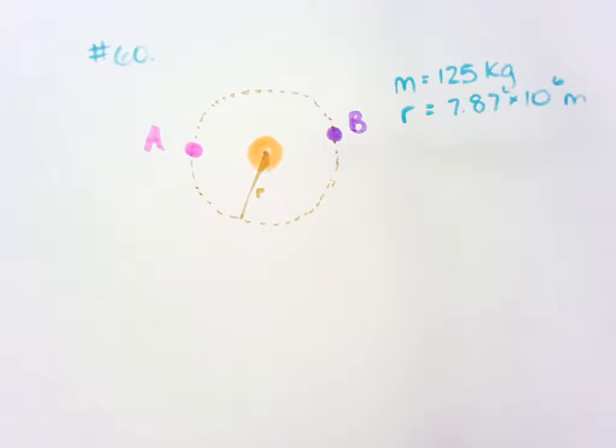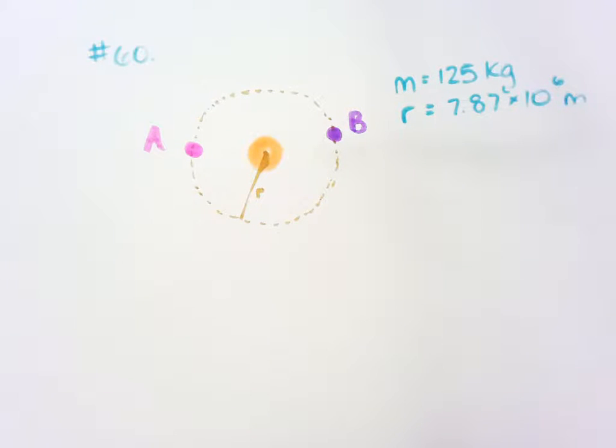This is problem number 60 out of the Halliday, Resnick, and Walker textbook, chapter 13. It reads: in figure 13-50, two satellites A and B, both of mass 125 kilograms, are moving in the same circular orbit of radius 7.87 times 10 to the 6 meters around the Earth, but in opposite senses of rotation, therefore on a collision course.